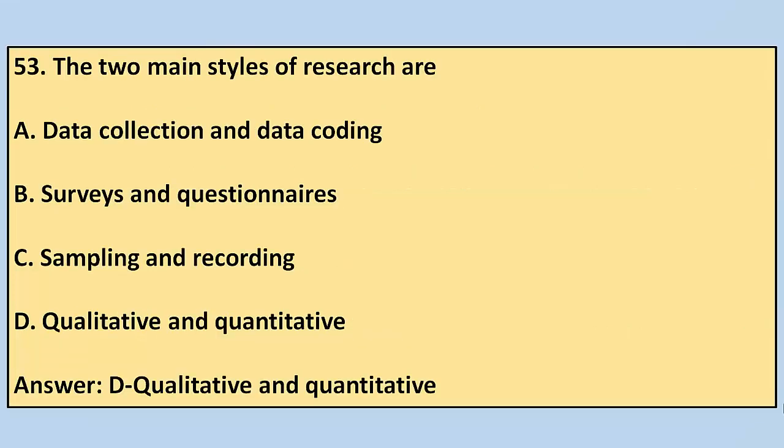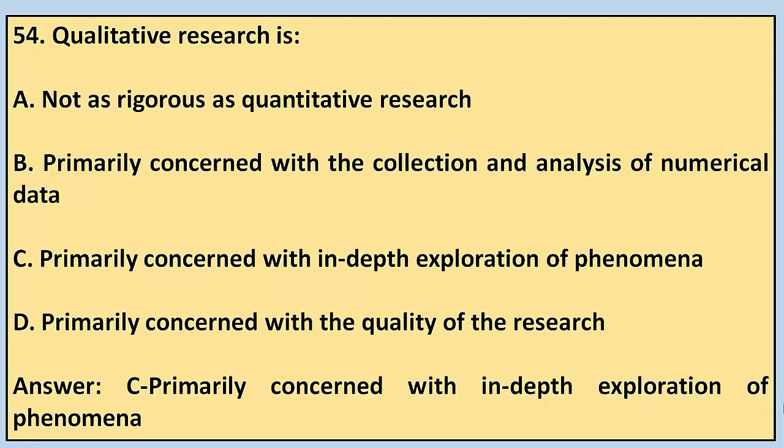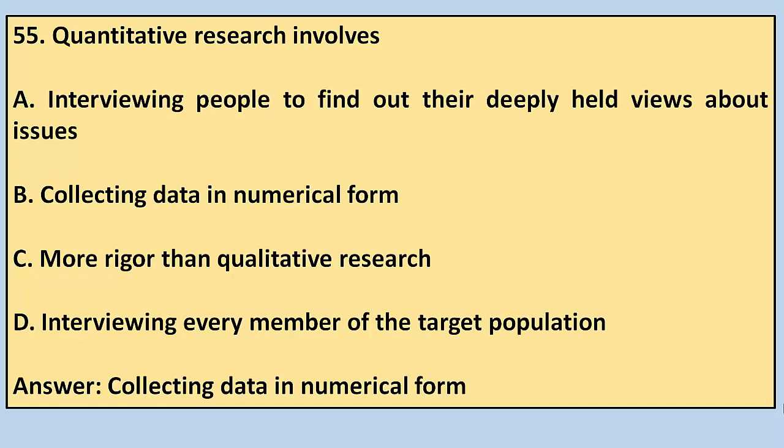The two main styles of research are: data collection and data coding; survey and questionnaire; sampling and recording; and qualitative and quantitative. Answer is D, qualitative and quantitative. Qualitative research is: A, not as rigorous as quantitative research; B, primarily concerned with the collection and analysis of numerical data; C, primarily concerned with the in-depth exploration of phenomena; D, primarily concerned with the quality of the research. Answer is C, primarily concerned with the in-depth exploration of phenomena.